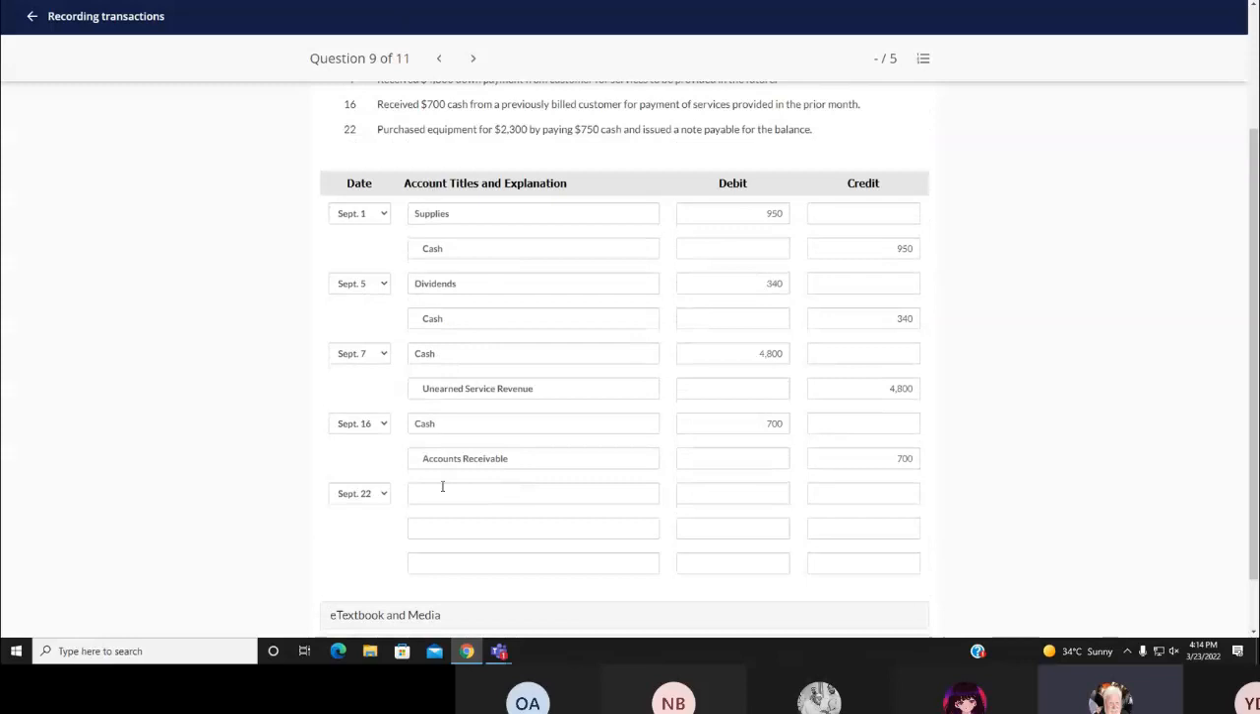Okay, the next transaction has 3 accounts. It always has at least 2, but this one has 3, and the debits always equal the credits. So, I purchased equipment, good. I paid cash, credit cash, and issued a note, notes payable, very good. Notice the debits equal the credits. See how easy this is?